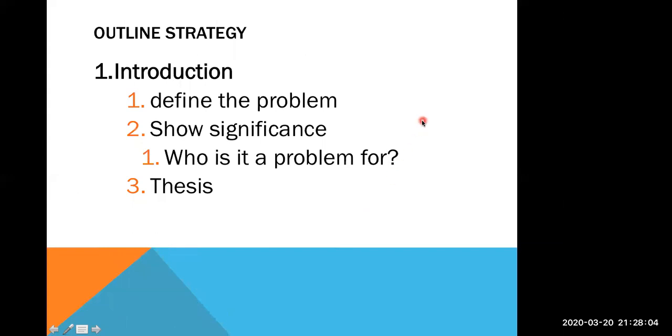Now we'll follow what's called an outline strategy for each major section, each major foundation of your research paper. We'll start with the outline strategy for the introduction. In the introductory part, the researcher should think about defining the problem and showing its significance. Who is it a problem for? And also to include the thesis. These 4 things should be taken seriously and should be placed in the introductory part.